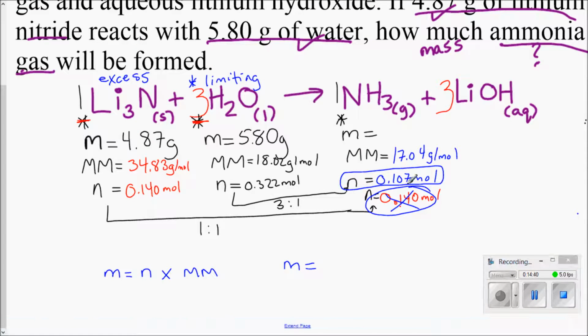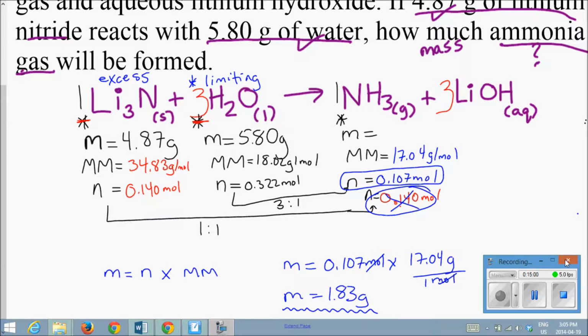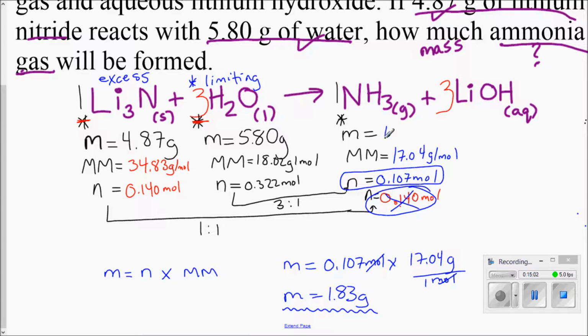So my mass is equal to my moles times my molar mass, so it's 0.107 moles multiplied by my molar mass, which is 17.04 grams per mole, which is over 1 mole. Moles will cancel out, and we get a final answer of 1.83 grams. So if you add these 2 masses together, you will get 1.83 grams of product.